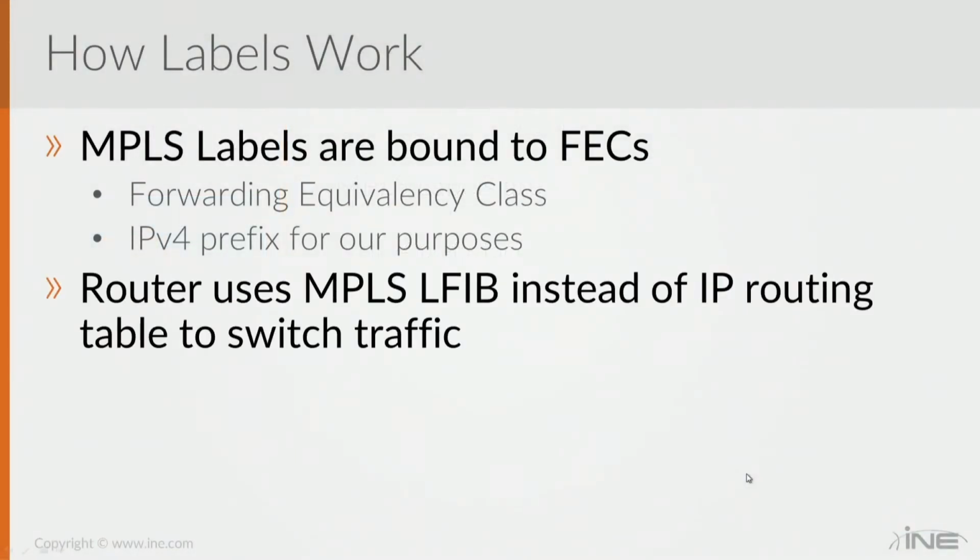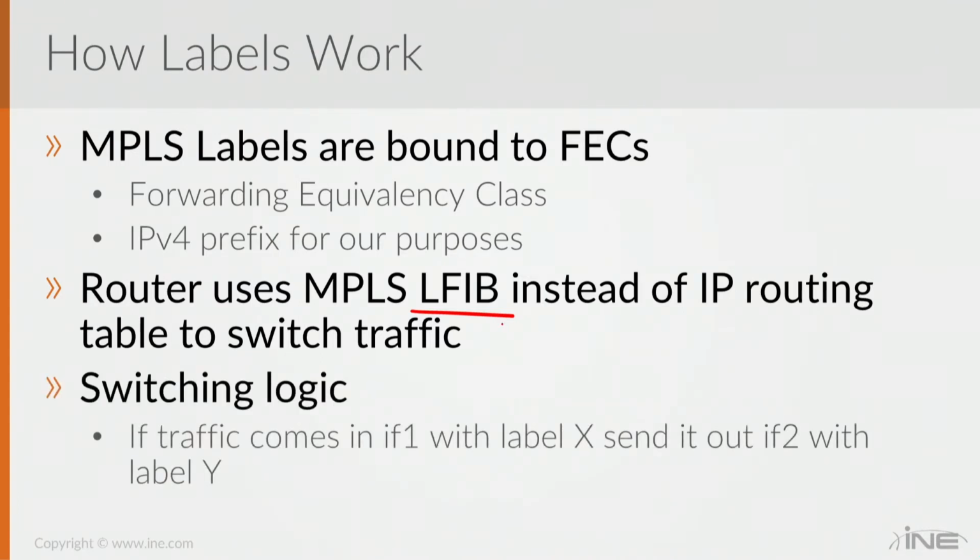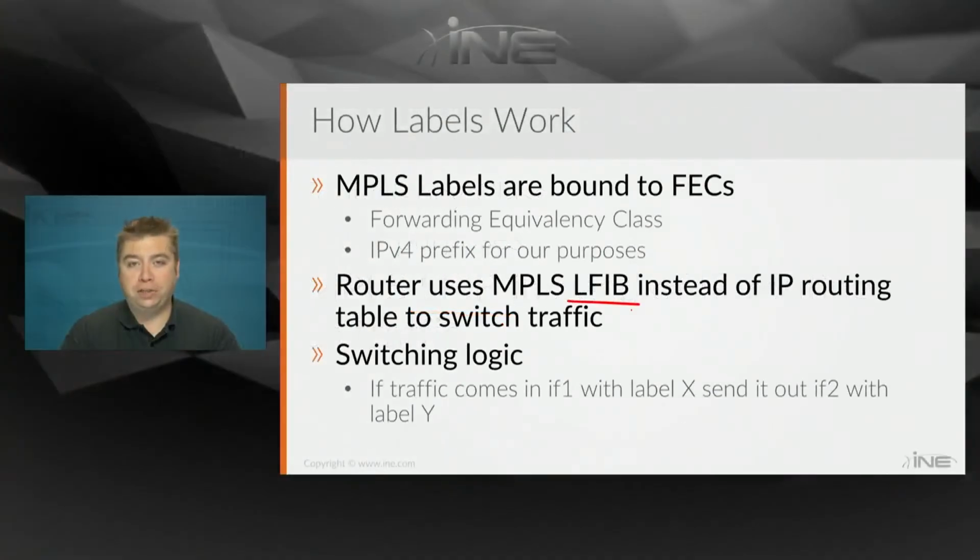Now, when a packet comes in, where the router would normally make a decision based on the IPv4 destination or the IPv6 destination, we're then going to use the label forwarding information base, or what's called the LFIB, in order to make our forwarding decision, as opposed to using the regular IP routing table or the IPv6 routing table. So the ultimate logic here is that when traffic comes in on interface 1 and we match it and see that it has label X, we're going to change that label to a different number. We're changing it to label Y in this case, and then forwarding it out interface 2.